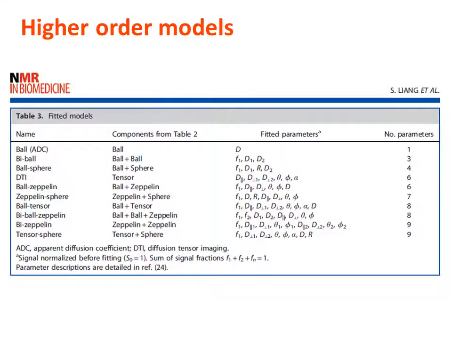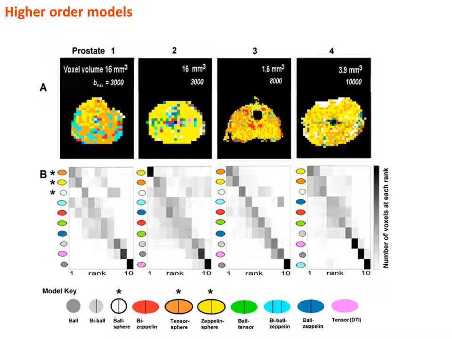So we put these different components together in 10 different models, from the simple ball equivalent to ADC, biball equivalent to a bi-exponential, a series of different models that included the restricted sphere, and a series of models that included an anisotropic component, either the Zeppelin or the conventional tensor. We can say that anisotropy is important if we're modeling the diffusion signal in the prostate. Why aren't we seeing that on clinical scans?